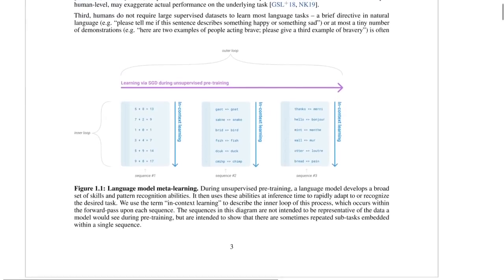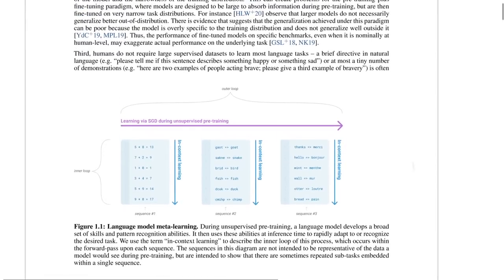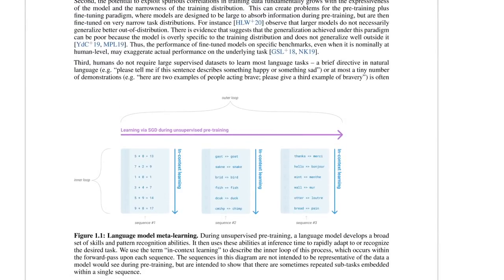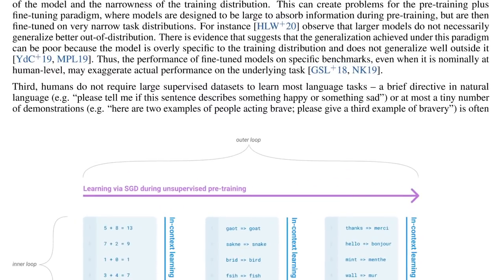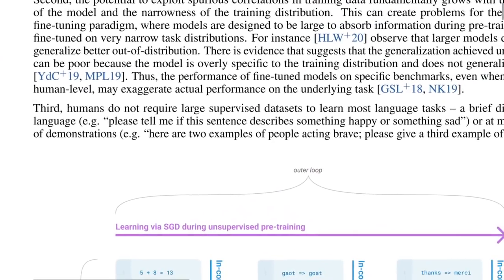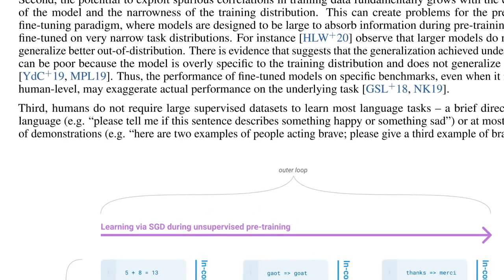So first of all, what is a language model? For those of you who don't know, I've done a bunch of videos, and you can see those in my natural language processing playlist, about language models, and specifically about transformer language models. So a language model, let's just take an example, this sentence right here: "Humans do not require large supervised datasets to learn most language tasks."